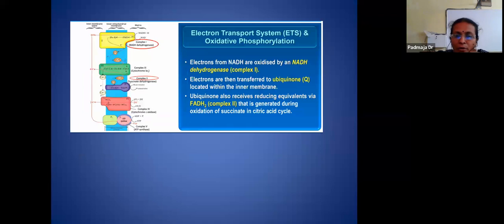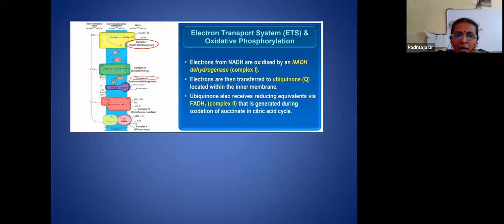And now electrons from NADH are oxidized by an NADH dehydrogenase. Here, for our easy study, we marked complex 1, complex 2, complex 3, complex 4, and complex 5 as ATP synthase. We have to remember that ATP synthase is the coupling factor. This complex 5 is considered as an ATP synthase. These are all arranged on the inner mitochondrial membrane.